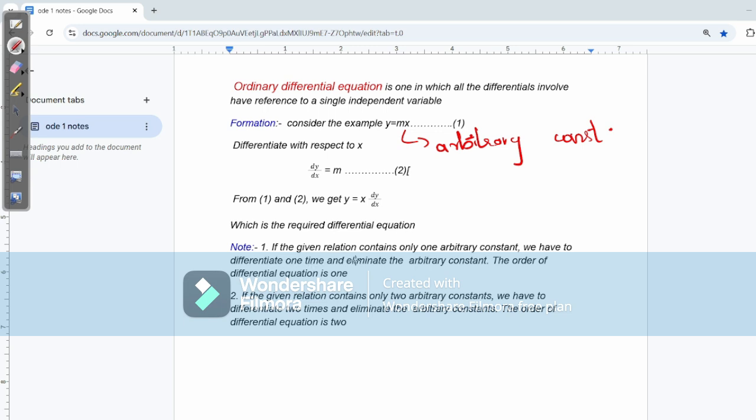If the given relation contains only one arbitrary constant, we have to differentiate one time and eliminate the arbitrary constant. The order of the differential equation is 1. If the given relation contains two arbitrary constants, a and b, we have to differentiate two times and eliminate the arbitrary constants. Here the order of the differential equation is 2.